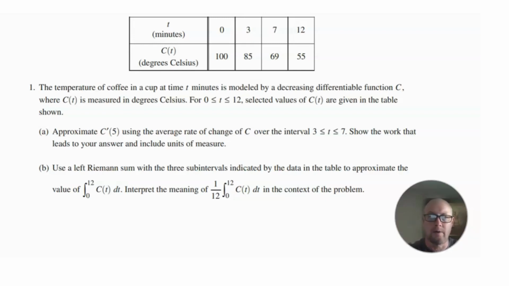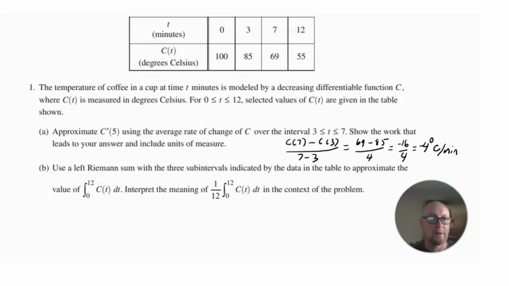All right, so in order to do the average rate of change here, I'm going to say c of 7 minus c of 3 divided by 7 minus 3. So c of 7 is 69. C of 3 is 85. 7 minus 3 is 4. So I'm going to get negative 16 over 4, which would equal negative 4 degrees Celsius per minute. Okay.